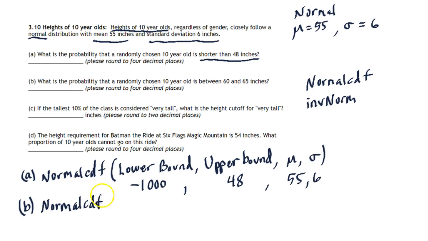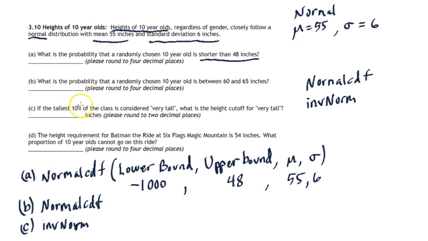And then part C, if the tallest 10% of the class is considered very tall, what is the height of the cutoff? So we want to know the tallest 10%, that would mean the 90th percentile. The formatting, I'll just write it here. So this would be inverse norm.